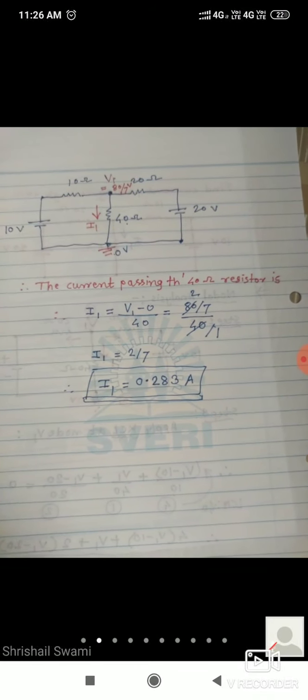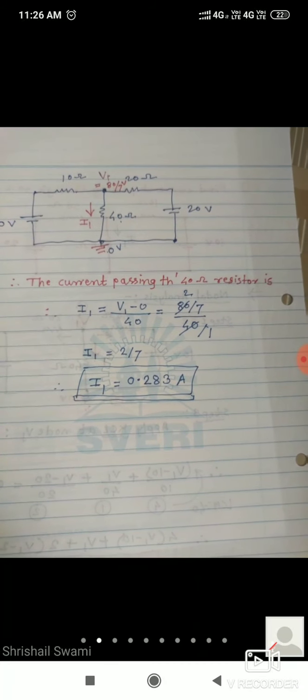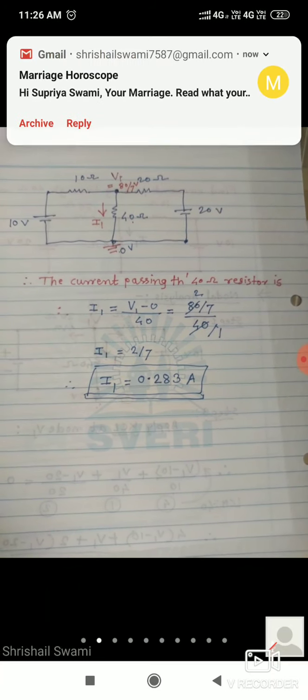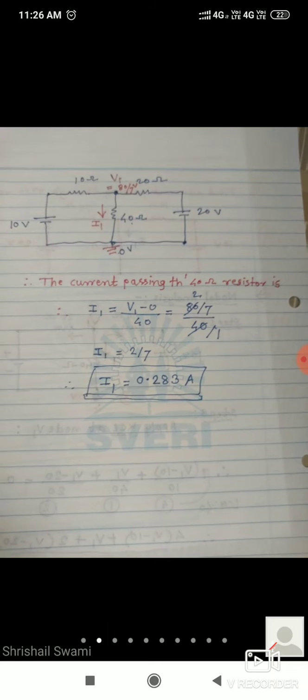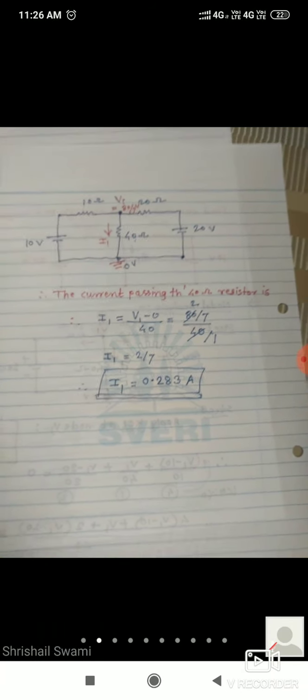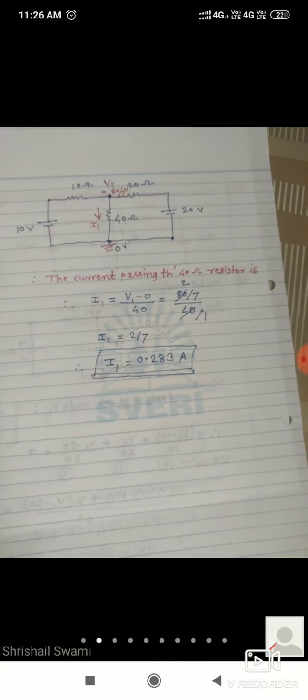Okay, now this will be the current passing through the 40 ohm resistor. 2 by 7, it is correct, 0.283. Someone give the response whether it is correct. Okay, so this will be the answer. So in this way you have to apply nodal analysis to find out the current passing through any element or voltage across any element.